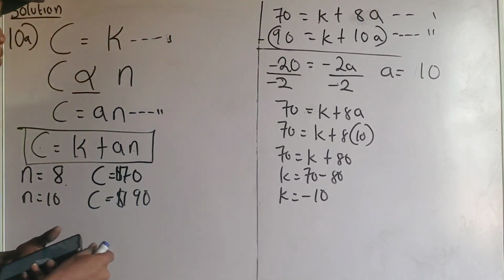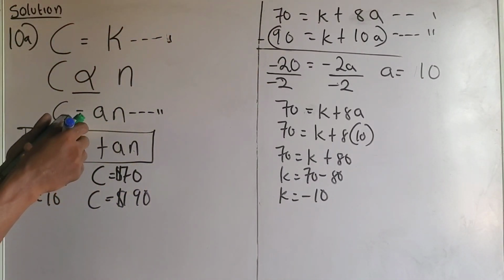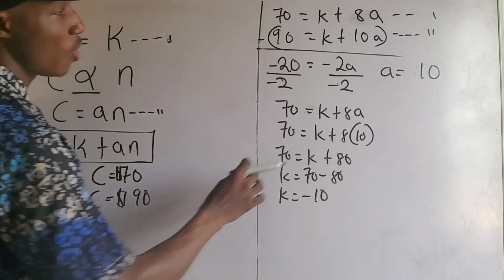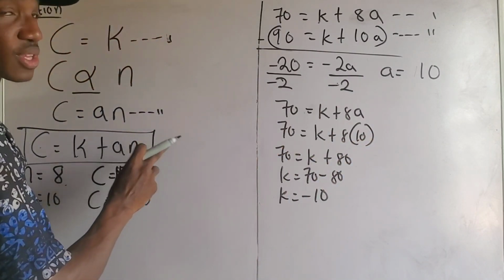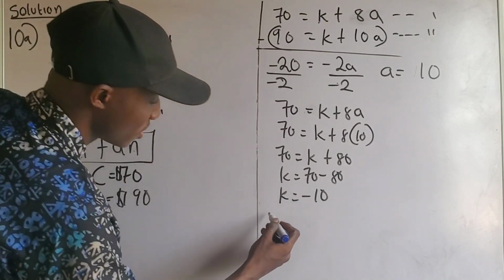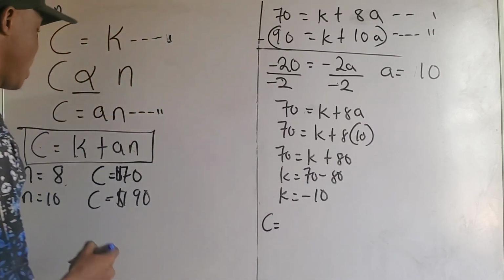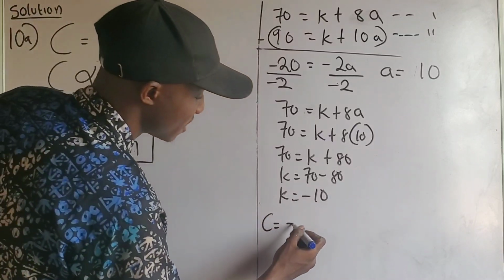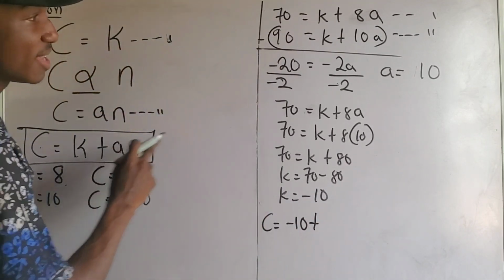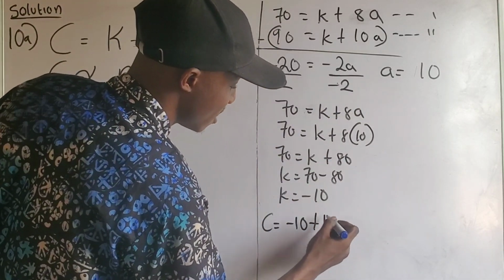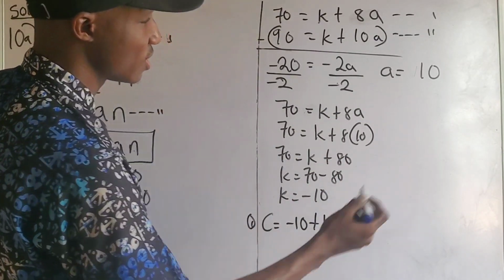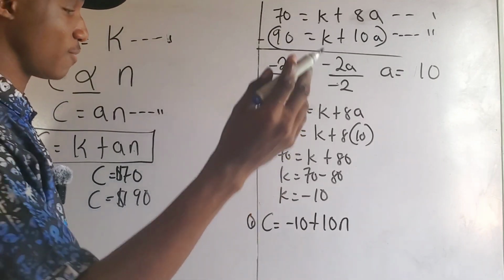Now, the first question says we should write an expression for C in terms of n. All you need to do now is substitute the value of A as 10 and the value of K as negative 10 into this equation. Do you understand? I'm going to have C equals K, which is negative 10, plus A, which is now 10, multiplied by n. That is the first question. If you have this, you get your final answer. You get the full mark.